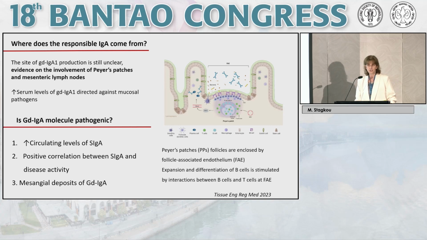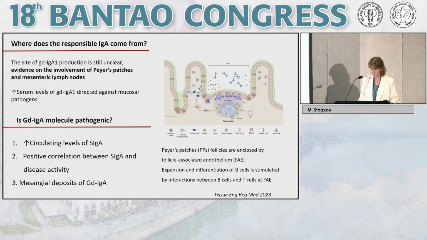So there are 2 questions arising here. The first question is, where is this responsible deficient glycosylated IgA molecule produced? Where does it come from? We don't really know, but there is a lot of evidence that this molecule is produced by the Peyer's patches and mesenteric lymph nodes. And we know that because there are increased serum levels of deficient glycosylated IgA, which are directed against pathogens.